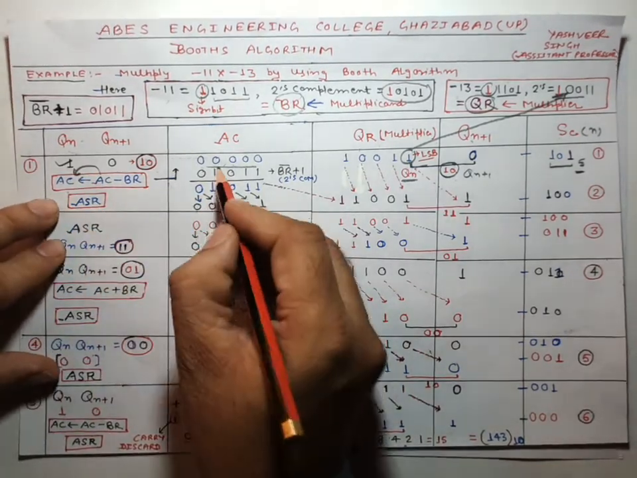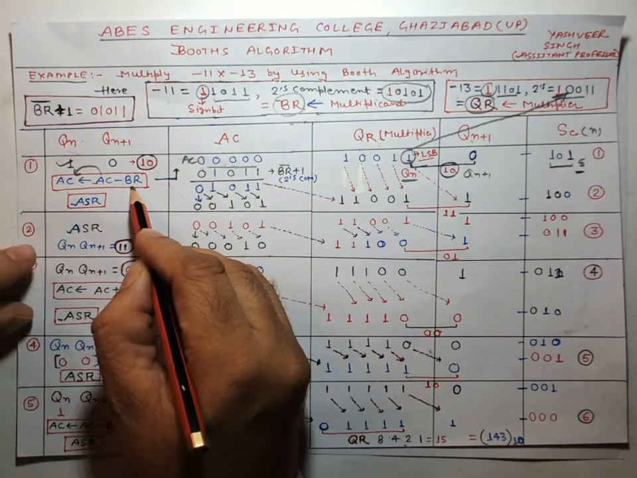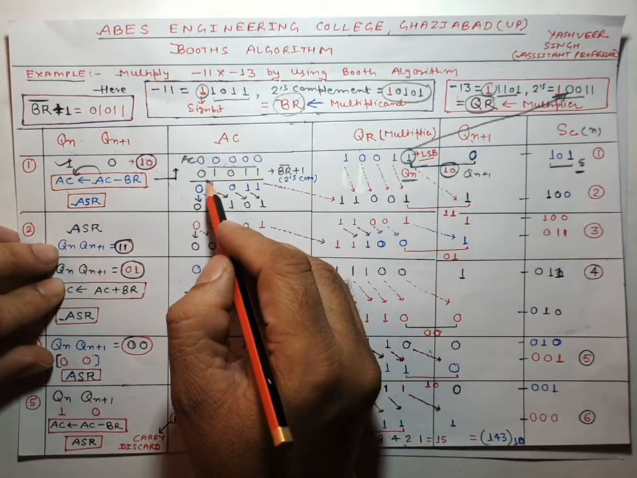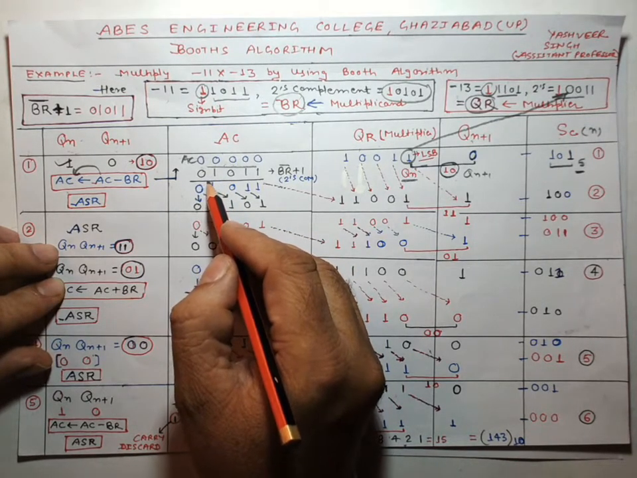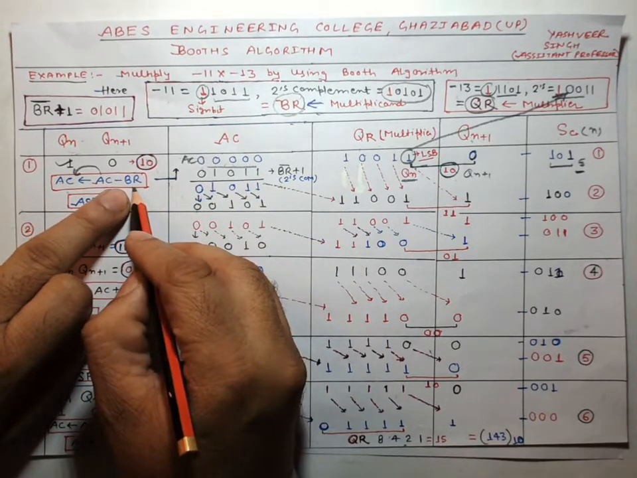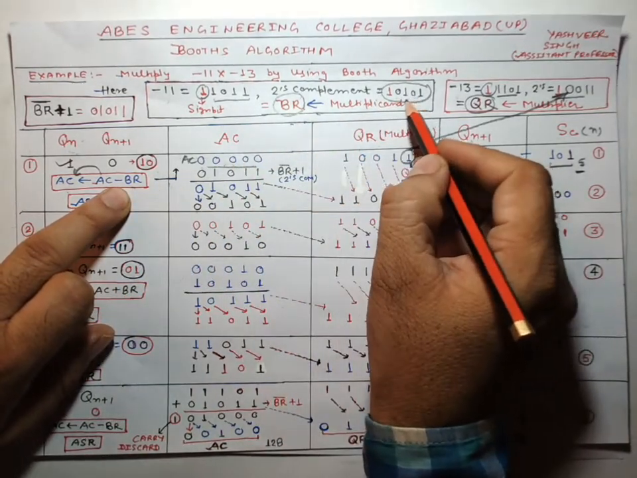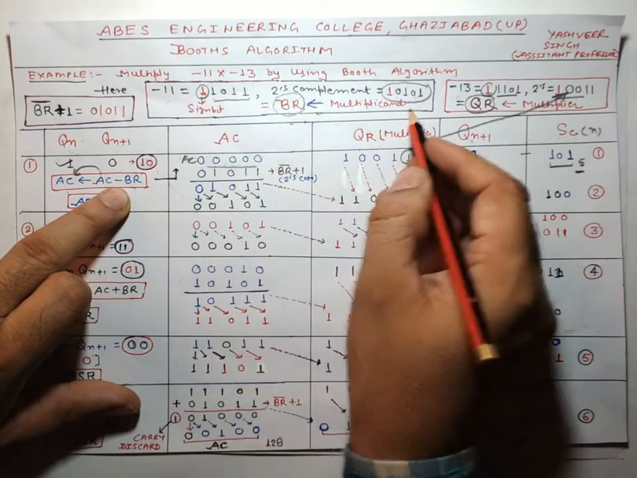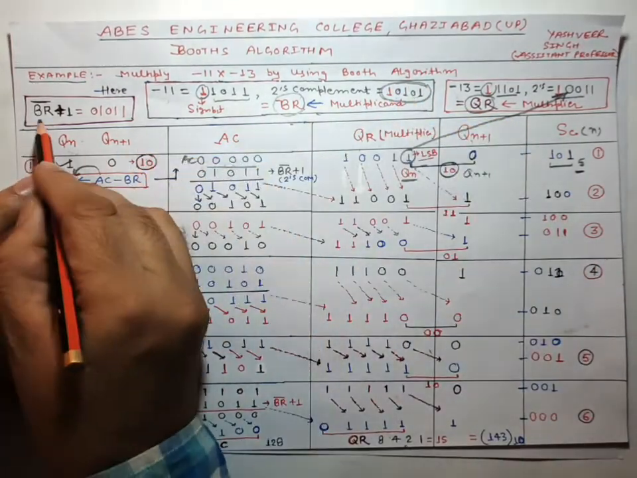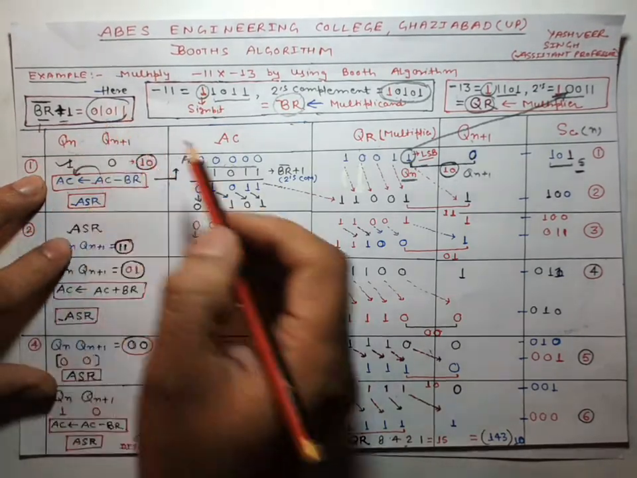It means that AC is here 5 times 0, and for BR, subtraction is done by using 2's complement of the subtrahend. We have to calculate the 2's complement of the subtrahend, which means BR. BR means 10101. If we calculate the 2's complement of this, like BR complement plus 1, it means 1's complement plus 1, then we will find 01011.